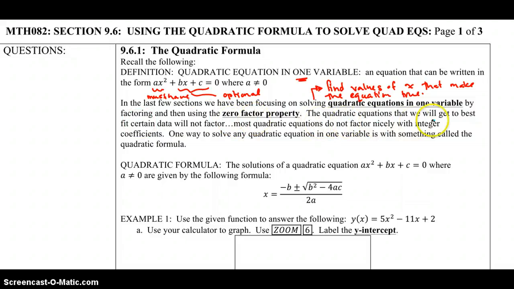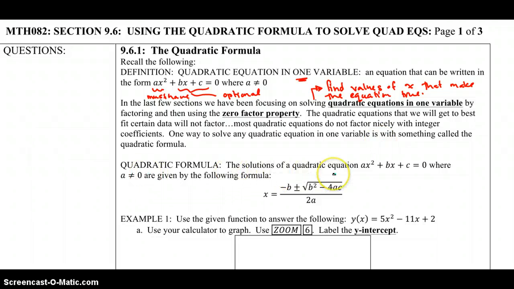The quadratic equations that will get to best fit certain data will not factor. Most quadratic equations don't factor nicely with integer coefficients. So one way to solve any quadratic equation in one variable is with something called the quadratic formula.